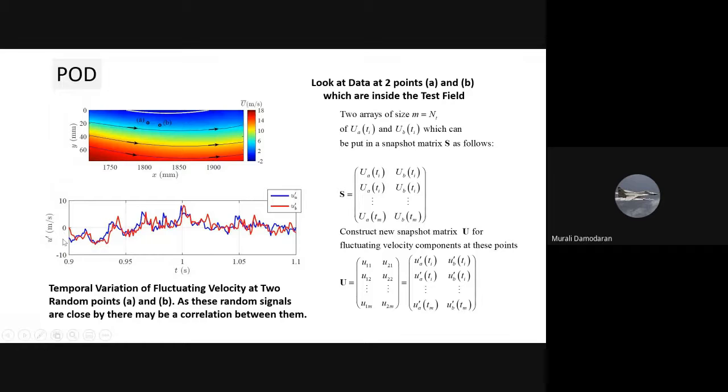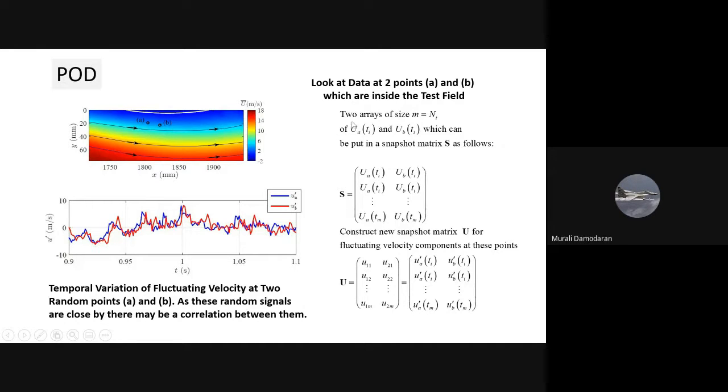From whatever data is measured over time, I can plot the fluctuation velocity components. This is the fluctuation velocity component at point A, and this is at point B. So these are 2 random signals. I have 2 random points and random signals. Because they're close by, they may have some correlation. So you look at the data at these 2 points.